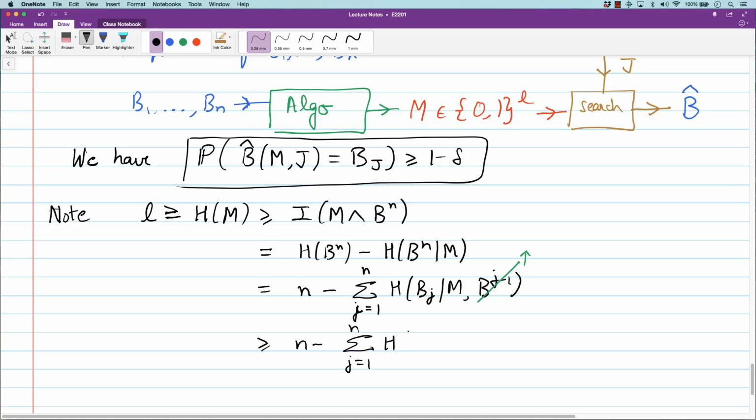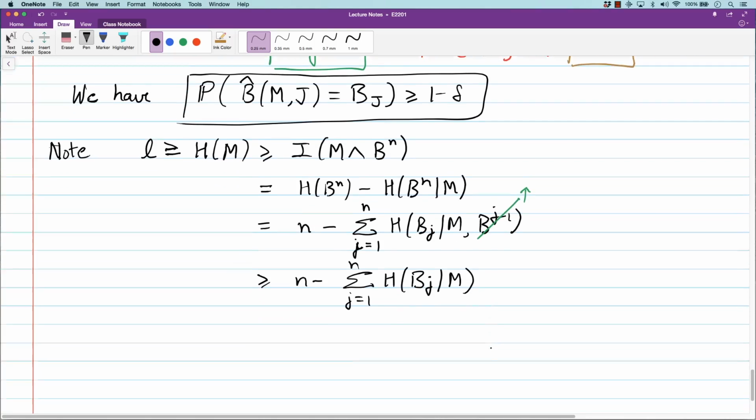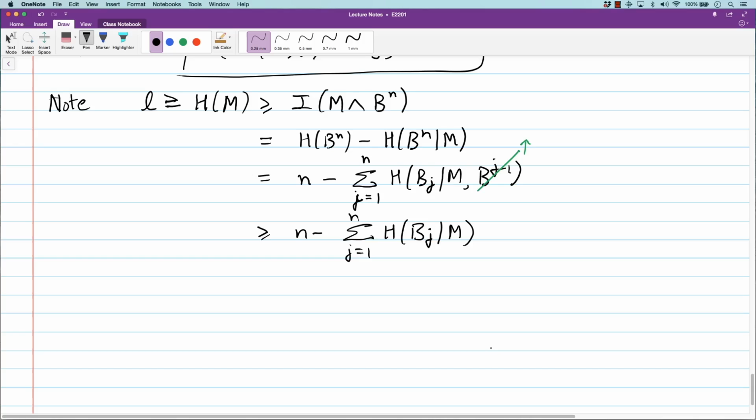These are the kind of manipulations where it's difficult to figure out what's happening in combinatorics. The way to come up with this is to really think deeply and see that there is no loss in this step, but verifying is very easy. So n times 1 minus 1 by n summation j equal to 1 to n of H of b_j given m.